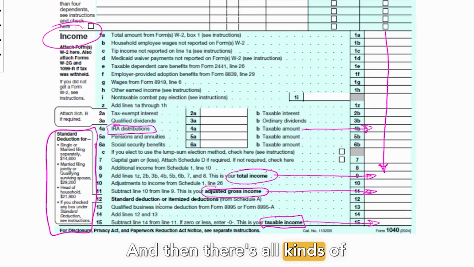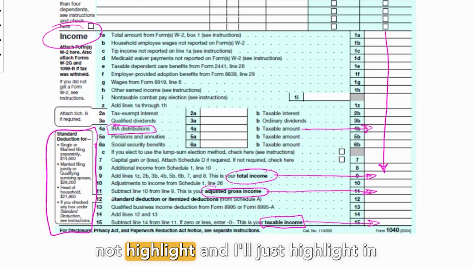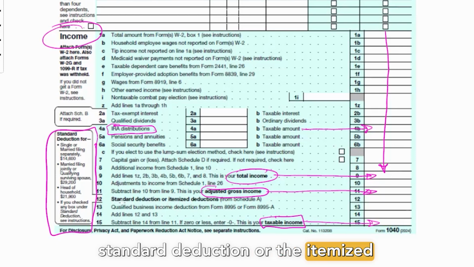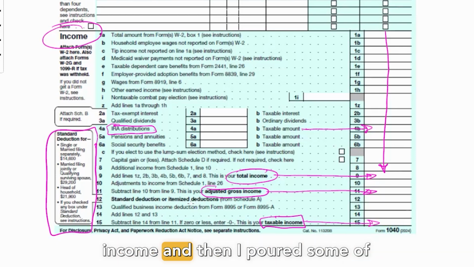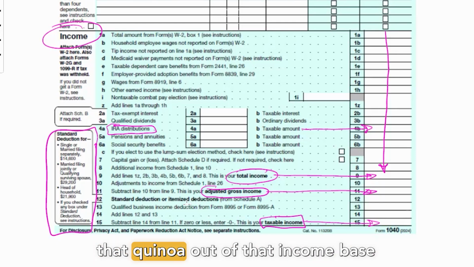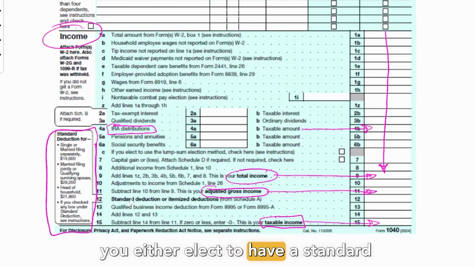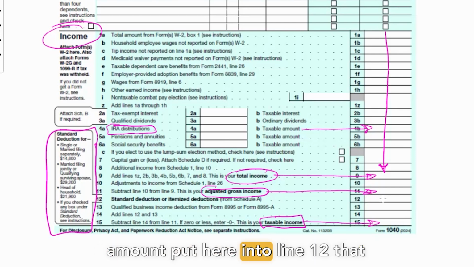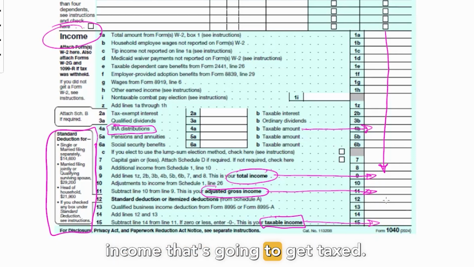And then there's all kinds of deductions here. One of the things that I did not highlight, and I'll just highlight in this moment, is that here's the standard deduction or the itemized deduction. So you'll recall that I had your gross income, and then I poured some of that quinoa out of that income base and into your save spend, because you either elect to have a standard deduction or an itemized deduction amount put here into line 12 that ultimately reduces your overall income that's going to get taxed.